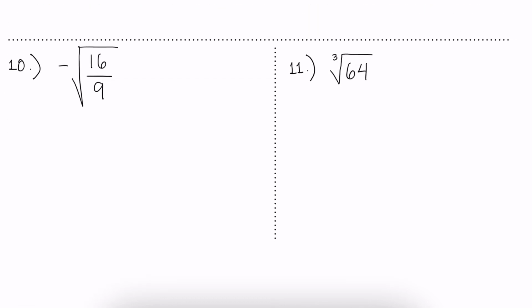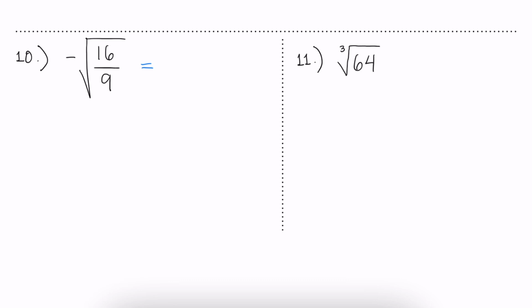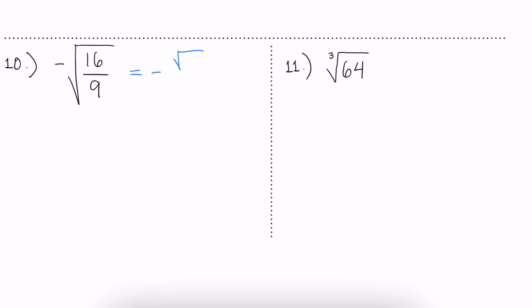Okay, last two problems. Here we're just evaluating the square root and the cube root of these two numbers. So if you remember, the square root of a fraction is always just the square root of the numerator over the square root of the denominator. And conveniently, these are perfect squares. So the square root of 16 is 4, and the square root of 9 is 3. So that is your answer. And because of the negative outside, you still have that.